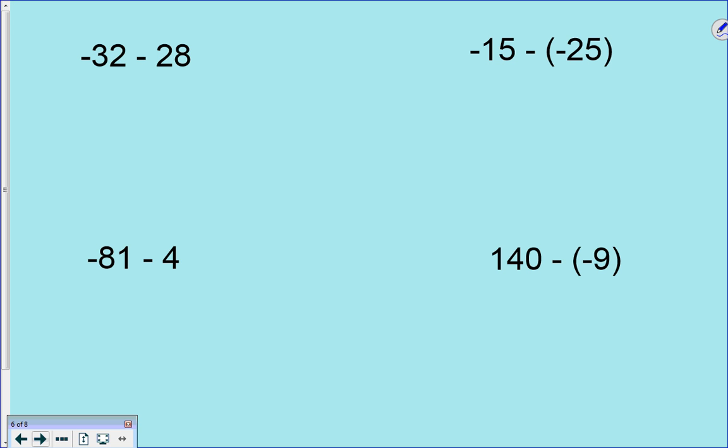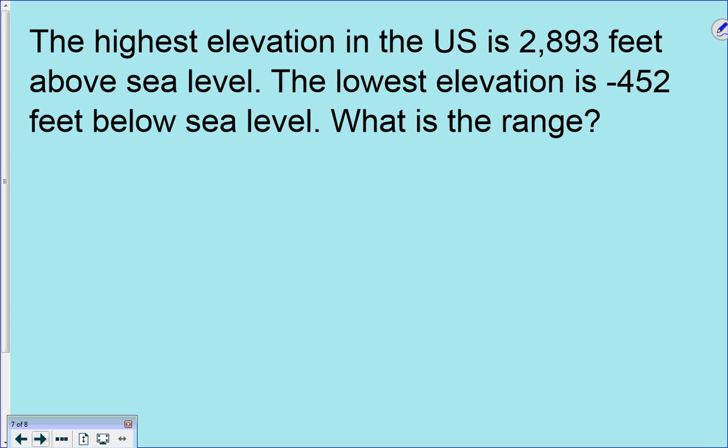One thing I do want to talk to you about today is a story problem. They're not hard. Just remember what we talked about, what words mean. Below sea level means what? Minus, negative, okay? Just remember, like if you would draw something, it's negative. So just remember those things. So the highest elevation in the U.S. is 2,893 feet above sea level. I made this up. It's not true, okay? So just go with the flow. And the lowest elevation is negative 452 below sea level. What is the range? I want to know how many feet together, basically the difference between the two.